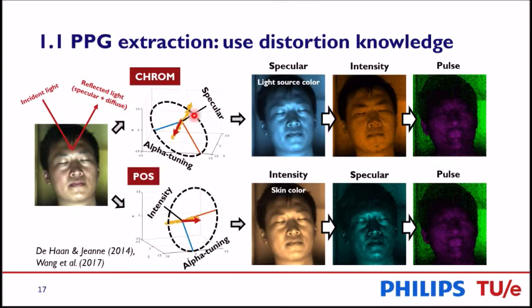So what we do is to design a projection space to separate these 3 physical components, or optical components. The first component is, for example, the specular variation component, then the intensity variation component, and the rest is the pulse. And then we have 2 methods, CHROM and POS. The difference is in the order of doing the separation. CHROM first separates the specular and the intensity, then the pulse, while POS does it the other way around: first separates intensity and specular, and then the pulse.